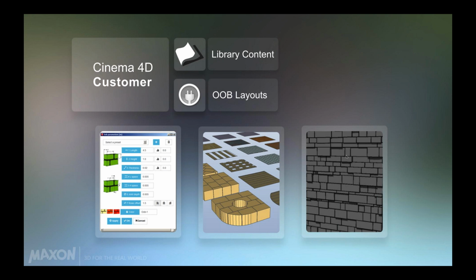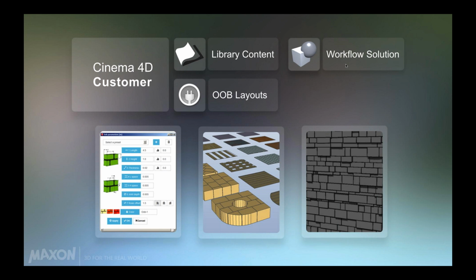This is already slightly harder to do in Cinema 4D. You could do it with MoGraph, but with OOB Layouts it's a whole lot quicker. So again, it's a workflow benefit to own a copy of SketchUp just for combining it with Cinema 4D.